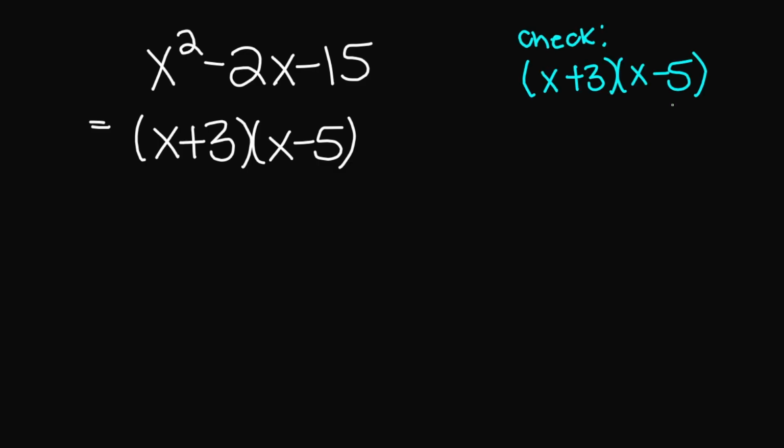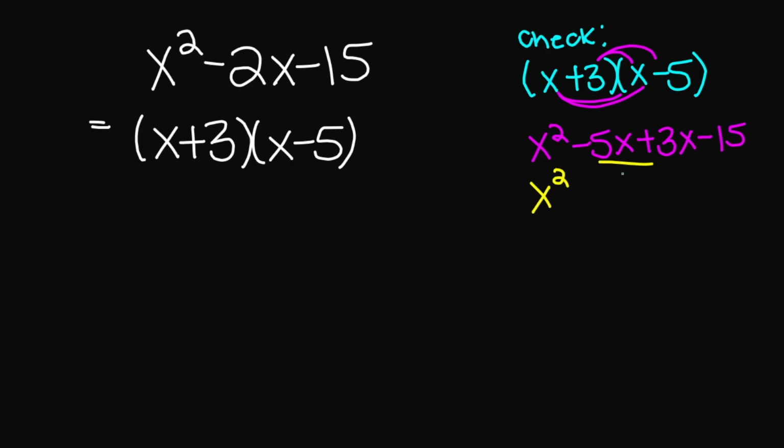So first we're going to do x times x. This is going to be x squared. And then x times negative 5 is negative 5x. 3 times x is going to be positive 3x. And then 3 times negative 5 is going to be negative 15. Now we are going to combine like terms. So x squared, negative 5x plus 3x is going to be negative 2x, and then minus 15. So as you can see, you get the same answer that you started with if you were to check your work. This is how you would check your work here.